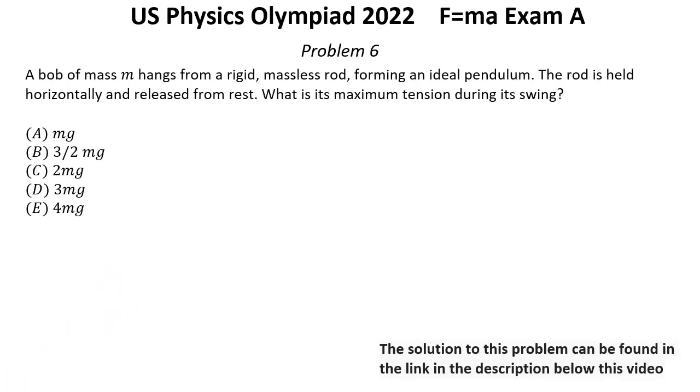Problem number 6. A bulb of mass m hangs from a rigid massless rod forming an ideal pendulum. The rod is held horizontally and released from rest. What is its maximum tension during its swing?